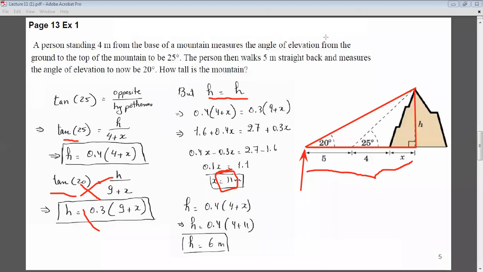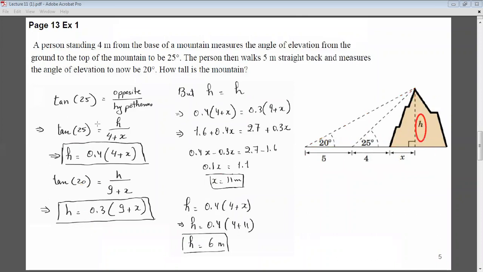Then he's not actually asking me about x, he's asking about h. I use any of these two equations, any of them. I have x now, it's 11. So I just plug 11 here and I will get h is 6 meters. You can use the other equation and you must find the same answer.